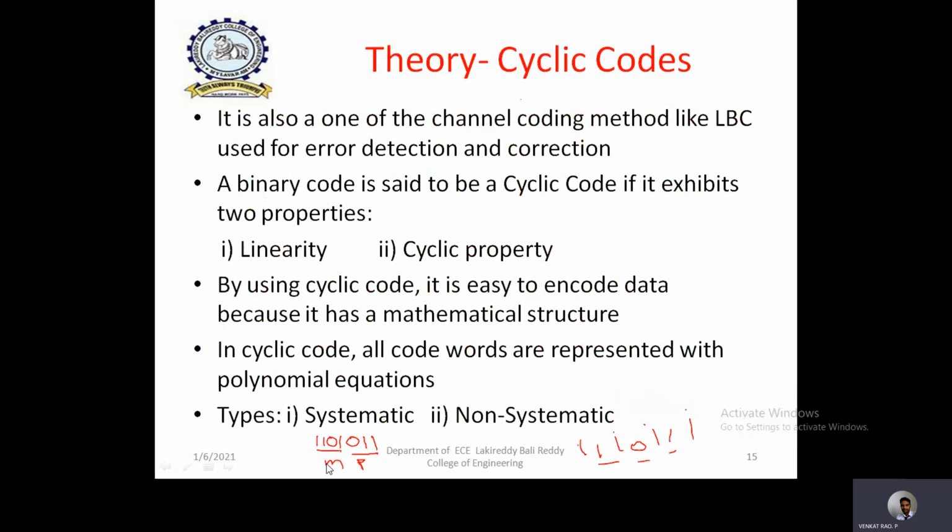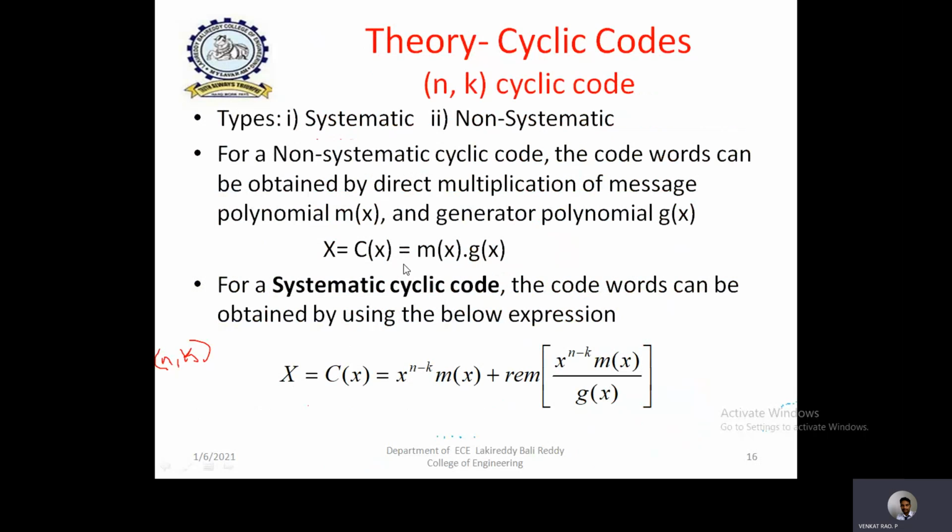So for example, here M is the message bits, P is the parity bits. So after these 4 message bits only, the parity bits are added in a systematic way. So that's why it is called systematic cyclic code. If those three parity bits are added in between these message bits, then that is called non-systematic cyclic code. Now let us see the mathematical representation of systematic and non-systematic cyclic code.